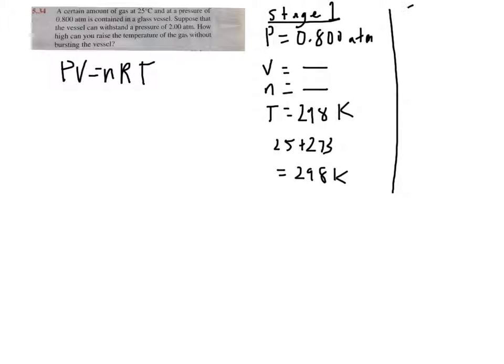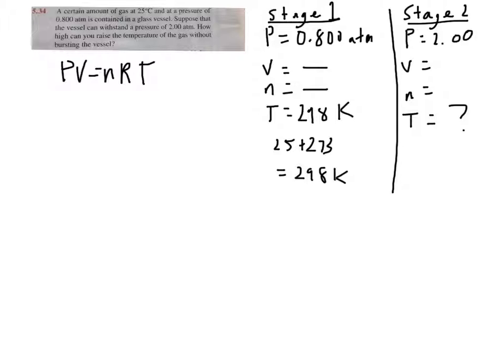The problem then introduces a hypothetical situation. The problem says, suppose that the vessel can withstand a pressure of 2 atmospheres. It can withstand that. How high can you raise the temperature of the gas without bursting the vessel? This is a hypothetical situation. How much can you increase the temperature to hit this maximum pressure? So we know that at this maximum pressure, the pressure is going to be 2 atmospheres. And then the question is, what's this temperature? And once again, there's no mention of volume or moles. So we have what we're solving for.